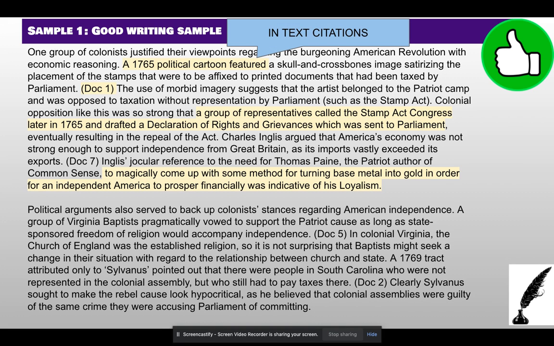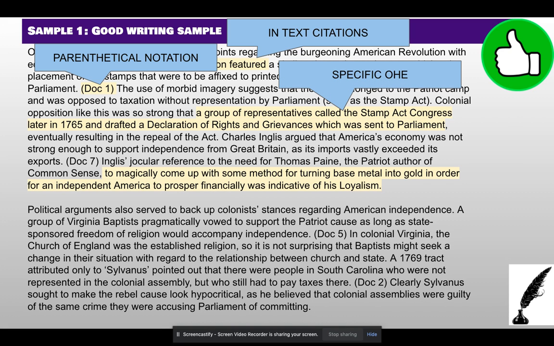First of all, this kid used in-text citations correctly, mentioning the type of document it is and/or the author or the name of the document, which is really important. Then at the end of that sentence, this person uses parenthetical notation. For this, all you have to do is cite the document number, just like this, document 1, document 2. So that's how you do your in-text and parenthetical citations.